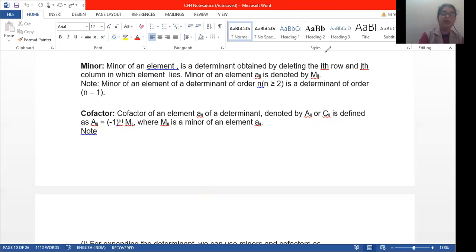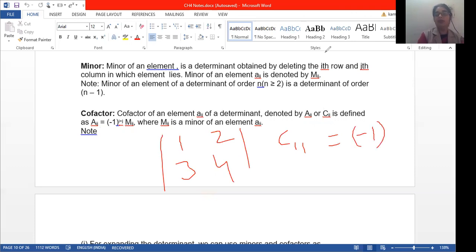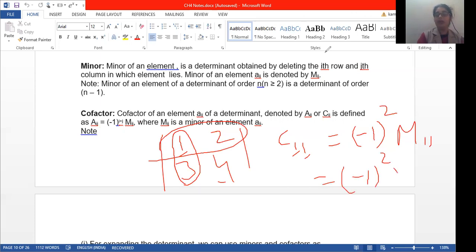Then also I will explain, like if we are having a 2 by 2 matrix, 1, 2, 3, 4. Clear? Then the cofactor C11 will be equal to what? Minus 1 to the power of i plus j, that is 2, times M11. Now what is M11? This is your element A11. Where this element lies, in this column and in this row. Leaving these, what are we left with? 4. So M11 will be equal to 4. So minus 1 squared times 4. You know that minus 1 squared is 1, into 4, that is equal to 4.